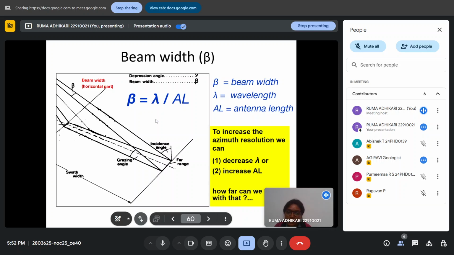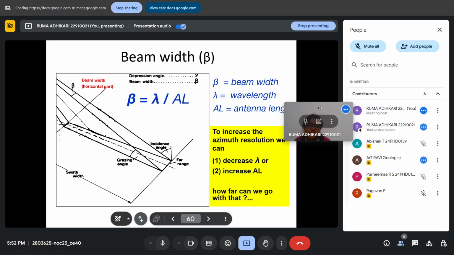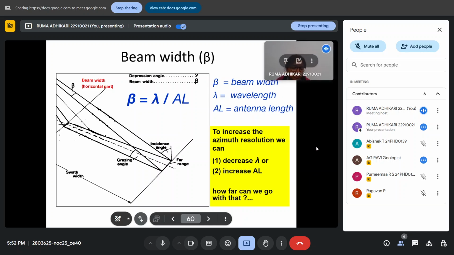So wavelength is fixed for sensors. We have to increase the antenna length. But how far can we increase the antenna length? That is the main thing where real aperture radar was not enough and we went for synthetic aperture radar. Because for real aperture radar, suppose the antenna length was 100 meters, but mathematically we need 100 kilometers of antenna length. That is not possible.